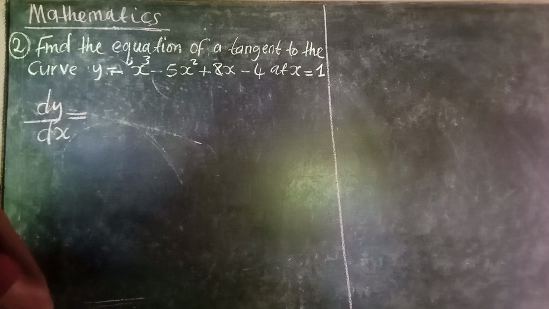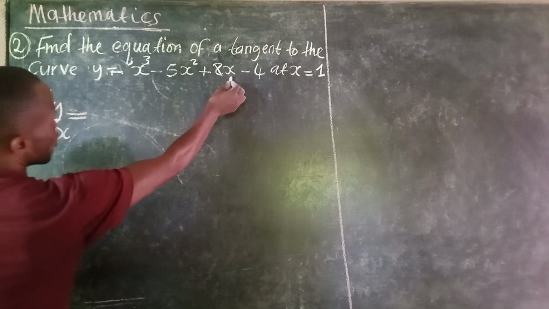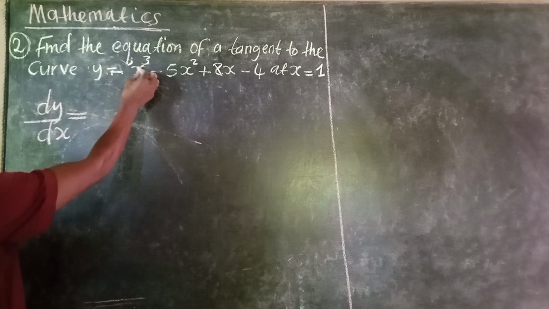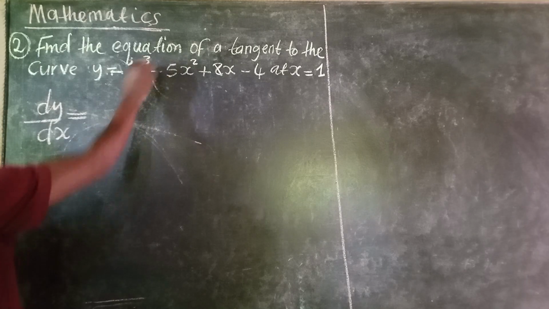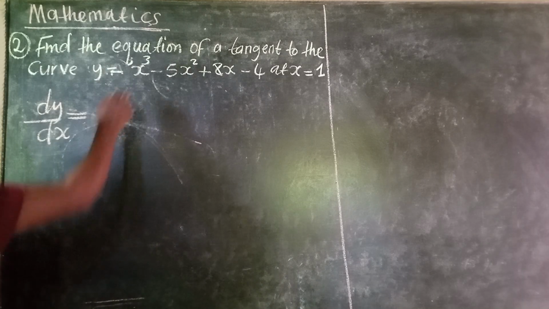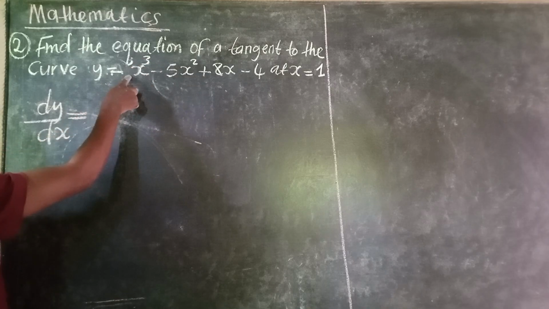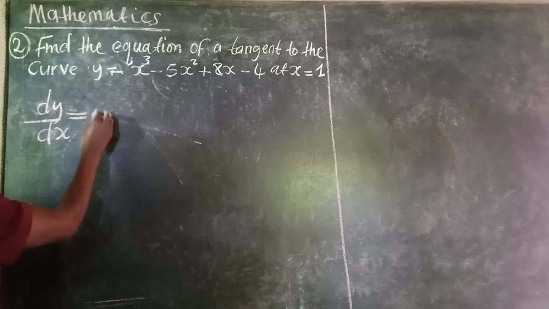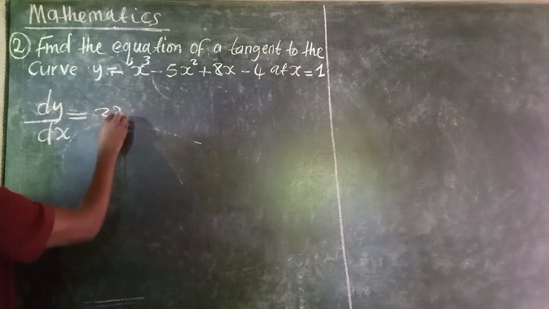So now, how do we differentiate? When differentiating, we follow term by term. So you say, this is x, then power 3. You are going to multiply the power times the coefficient. The coefficient of x is 1. So 3 times 1, the answer is 3. Then you write x.